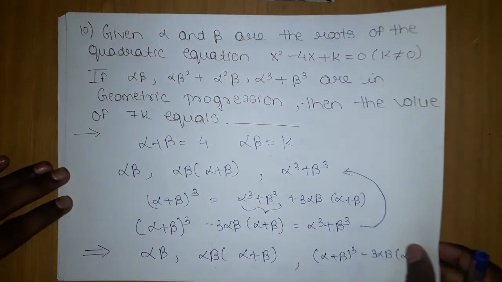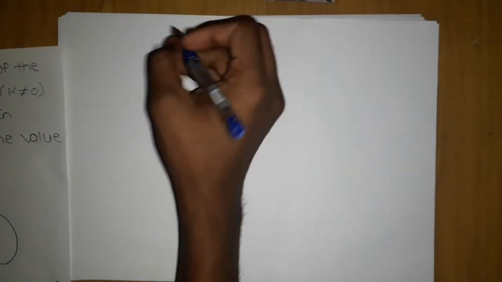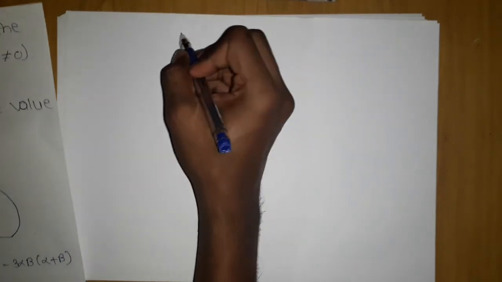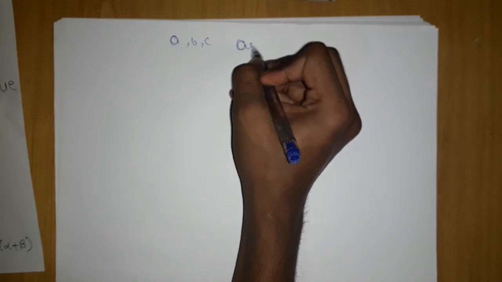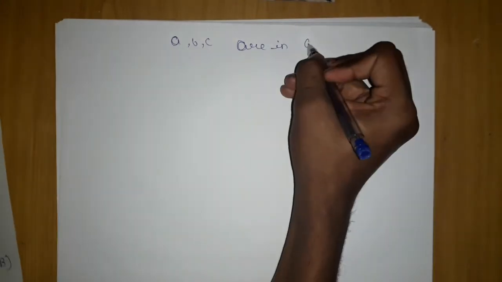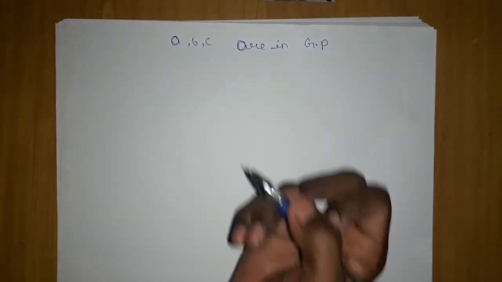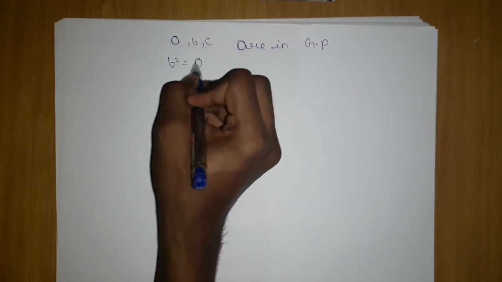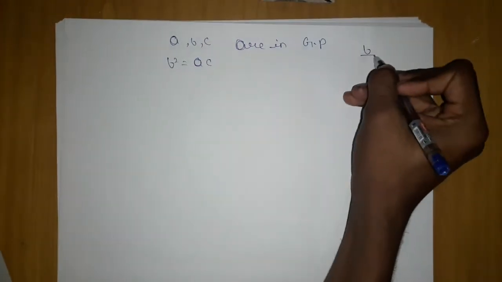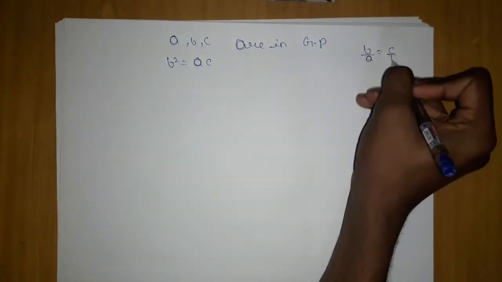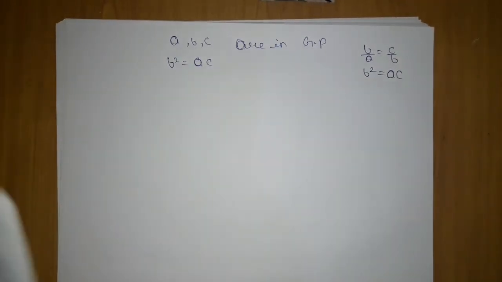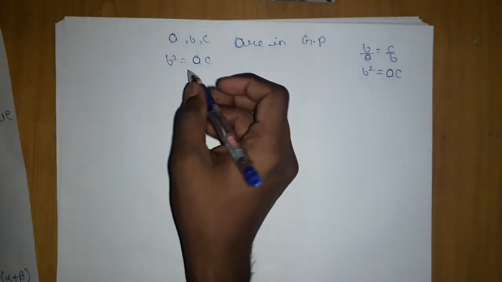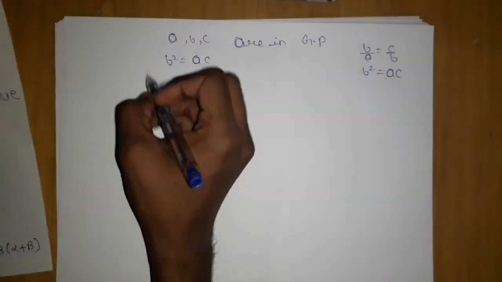Now let's use the geometric progression. If a, b, c are in GP, then the common ratio should be equal, so b square should be equal to ac. How did it come? It is very easy: b by a should equal c by b, so b square equals ac. This is the basic property of GP. So from here we can apply this here. What will it give me?